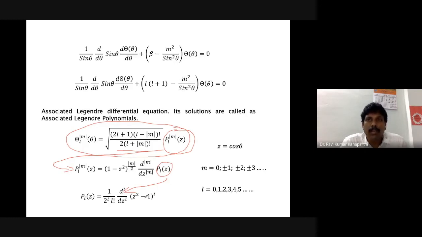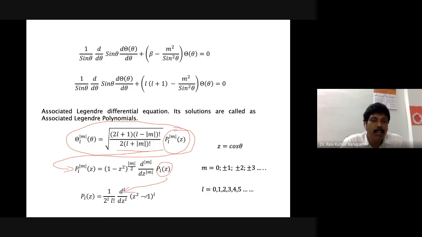If you try to find the solution for the Schrodinger wave equation, in the process you are forced to impose the boundary condition. If you impose the boundary condition, naturally the quantum numbers will arise. The exact solution of the associated Legendre differential equation is beyond the scope of our subject, so I have not discussed it.